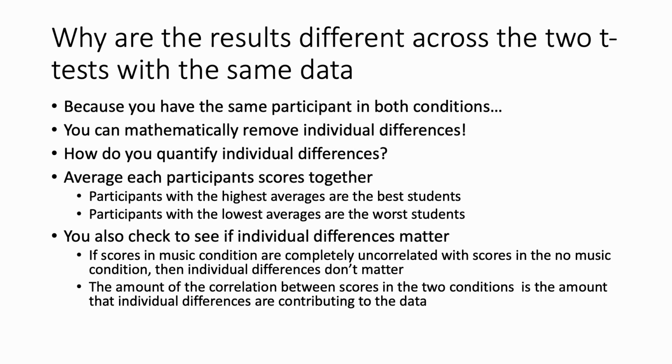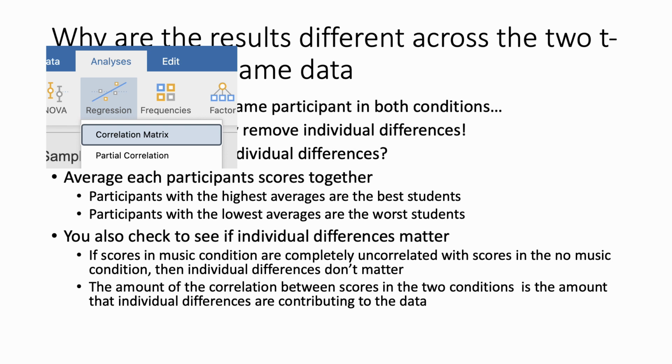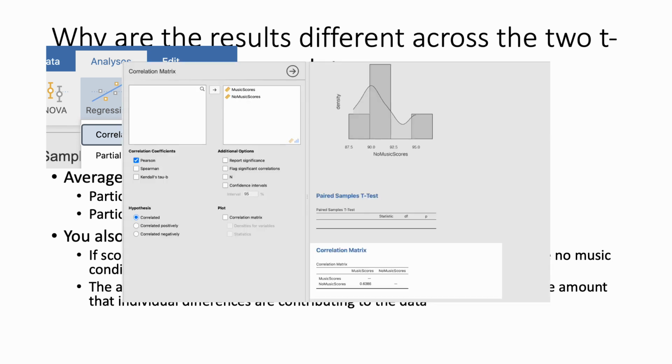But if you're curious, like, oh, how do I find a correlation with Jamovi? I'll show you that later, in more detail. But analysis, regression, correlation matrix. Throw your two variables in at the top. And you can see that our two variables are correlated 0.6386. I'll explain what that means later. But essentially, that's telling us that individual differences did matter. People who scored better on the first test also scored better on the second test.